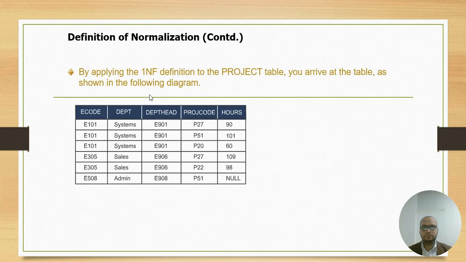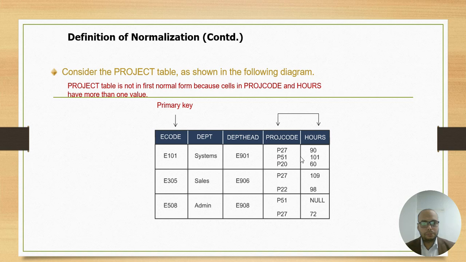By applying the first normal form definition to the project table, you arrive at the table as shown in the following diagram. In this diagram now you can see employee E001. We just make each of them an individual single column, right? Once you make it first normal form, each row holds an individual single value. So in this table there is no repeat of values. So if a table comes in front of you and somebody asks you to identify whether this is first normal form or not, if a group of values is repeated in a cell, then definitely this table is not in first normal form.